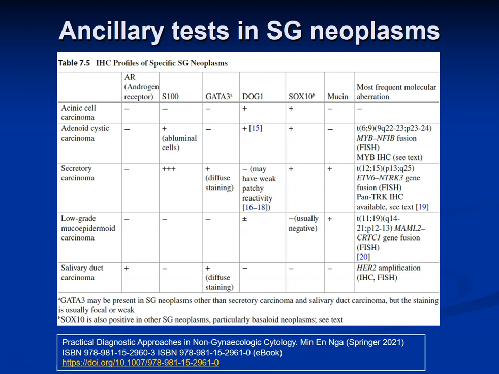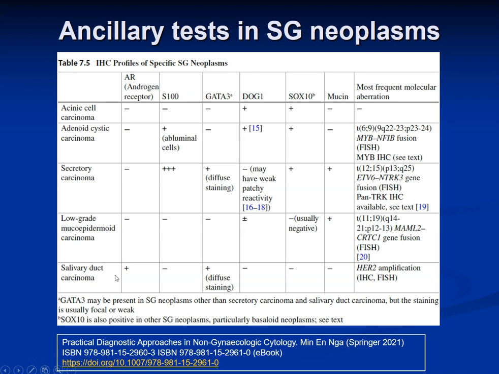But with regards to SOX10, it is important to note that it can also be positive in other salivary gland neoplasms, especially basaloid neoplasms. So caution has to be exerted here because basaloid neoplasms also include benign entities. And for low-grade mucoepidermoid carcinoma, there has been shown to be a gene fusion on FISH, but again, this may not be readily available in many labs.